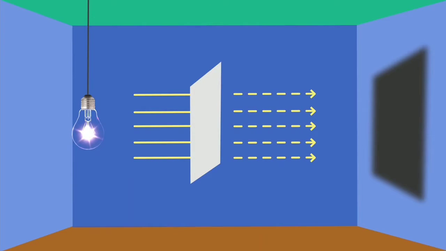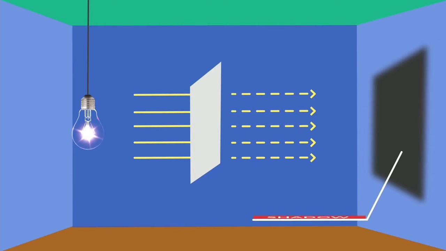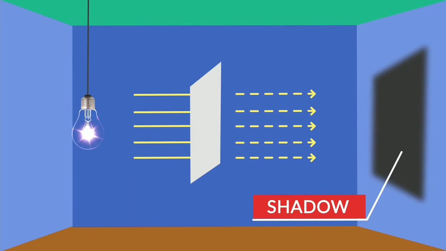Let's say we have a room with some magnetic field lines like this. And also, let's put a light source at one end and an object, say a plane like this. Now, you can see that because of the light source, the shadow of this object is being formed on the wall behind. And also, the magnetic field lines are passing right through the object.